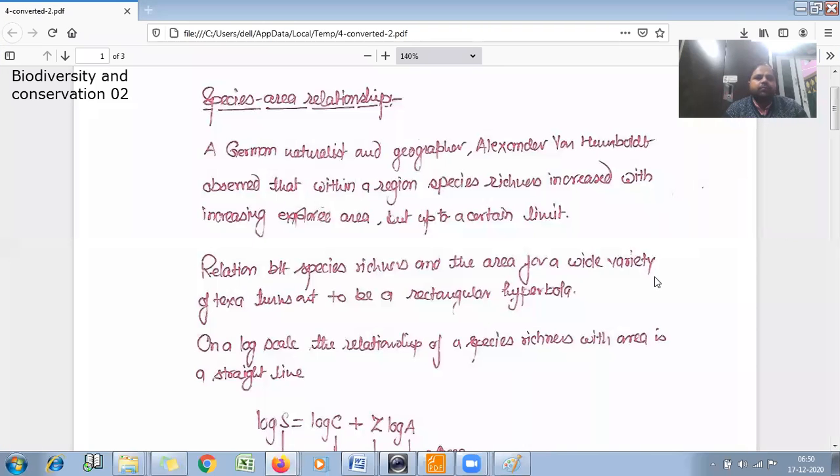Students, now we will move forward in our chapter, biodiversity and conservation. So first we will learn what is species area relationship.